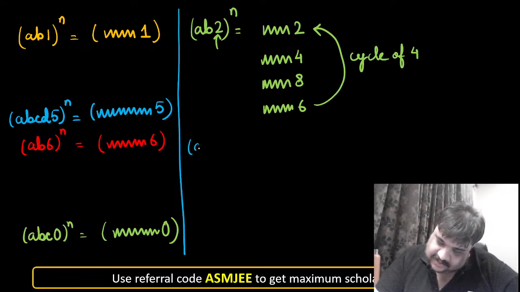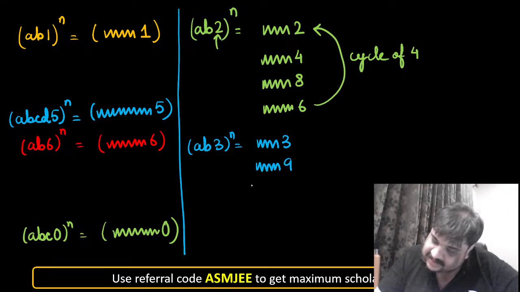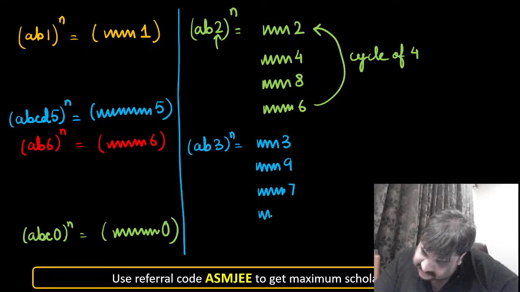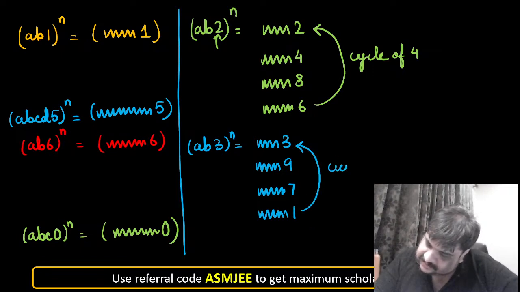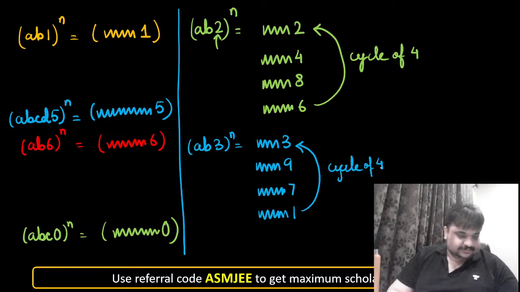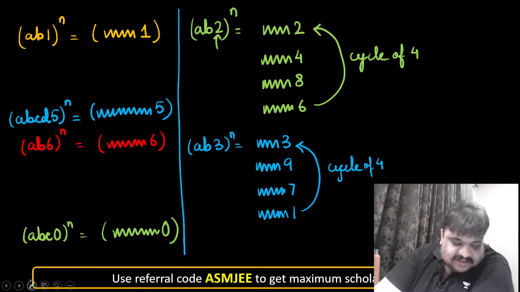In fact, look at AB with last digit 3. So something 3, something 9, something like 27, 7, something 1. And then again 3. Again a cycle of 4. Keep writing notes. So these are very easy last digits.